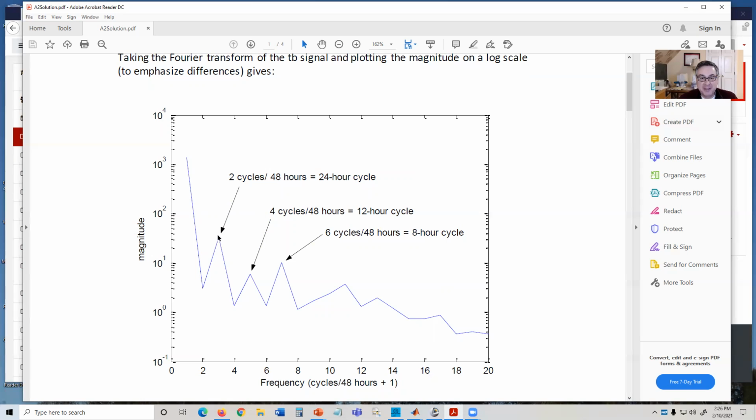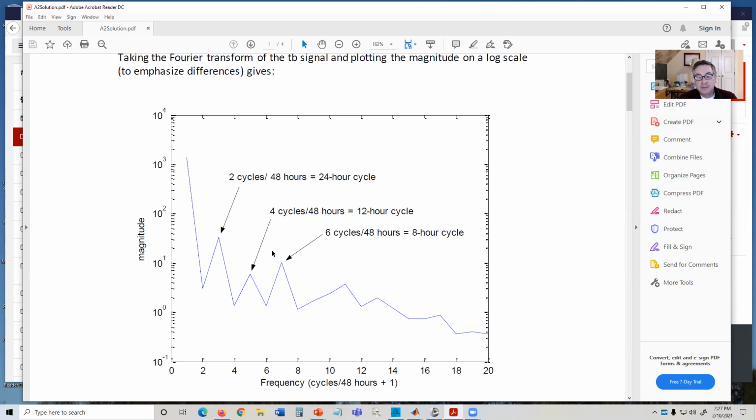Now, what units are those? Okay, remember that if we subtract 1 from the MATLAB index, we get the number of cycles in the recording time of the signal, okay? This signal is recorded over 48 hours. So MATLAB index 3 is 2 cycles in 48 hours. And for purposes of presenting it in a more meaningful way, a way that's more accessible to the reader, it's probably best to state that, oh, that's a 24-hour cycle.